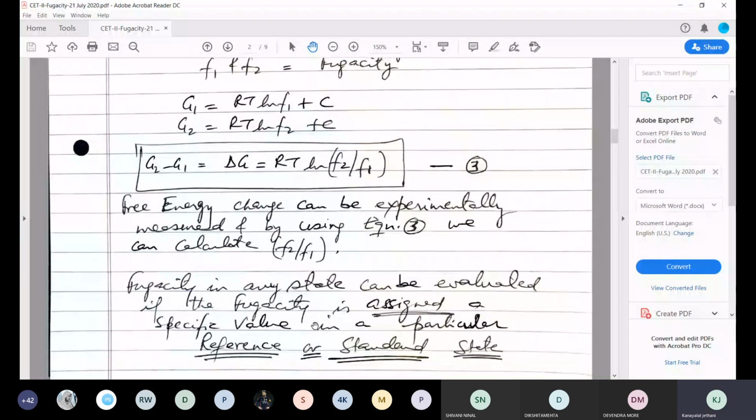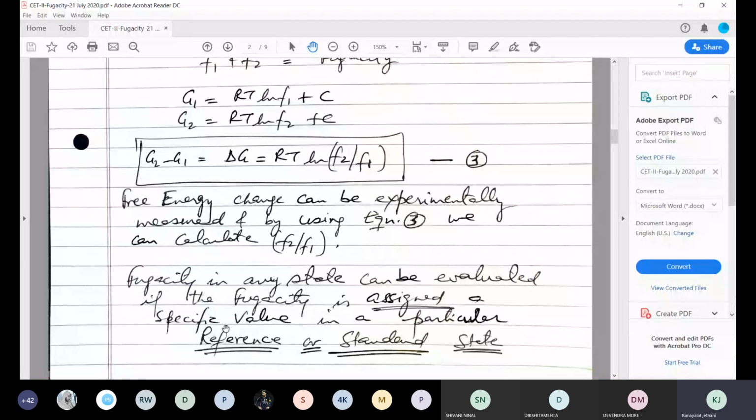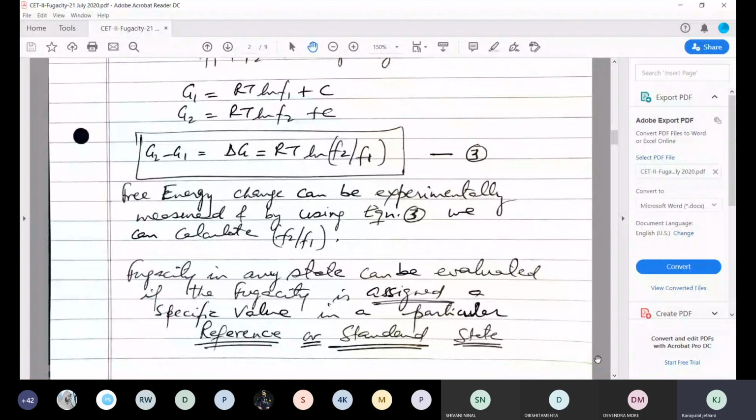So fugacity in any state can be evaluated if the fugacity is assigned a specific value in a particular reference as standard state. As I said, जैसे temperature में we have defined 0 degrees and 100 degrees, right? They are essentially arbitrarily defined. So when I say 0 degrees as a melting point of ice, then I can say relative to ice, how hot is the temperature? How much more is the temperature? Okay, so when I say 5 degrees, थोड़ा ज़्यादा है. So it's relative. Everything is relative because there is no absolute thing. There is no absolute temperature.